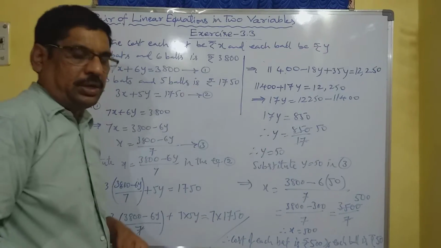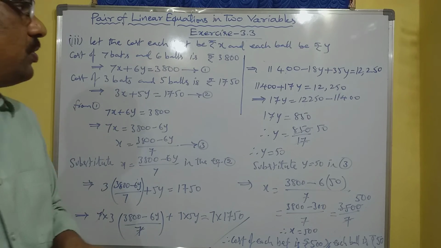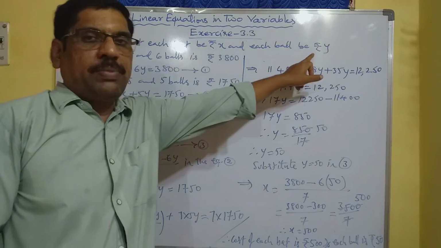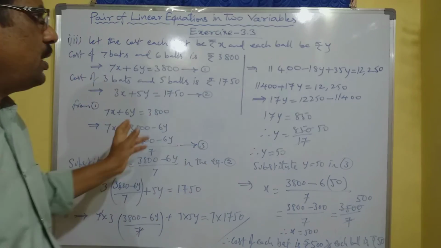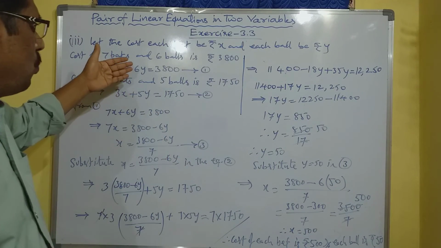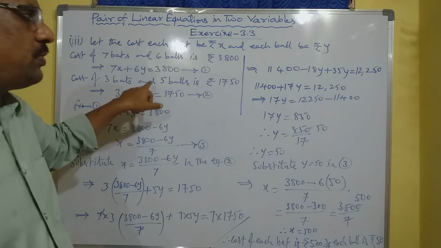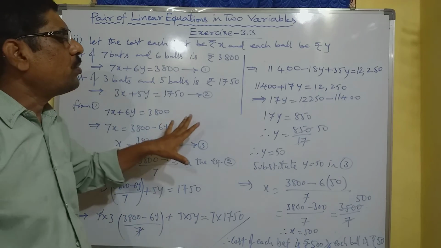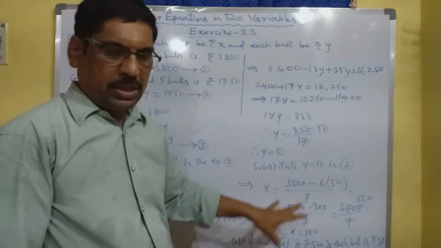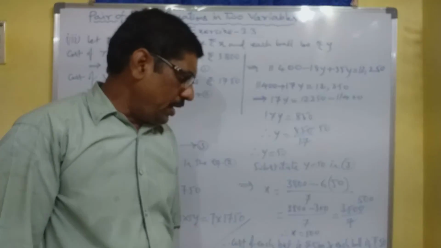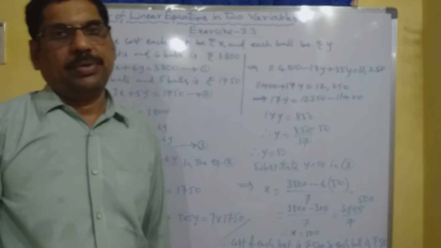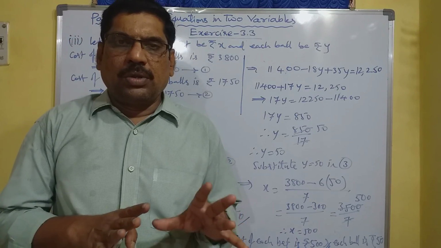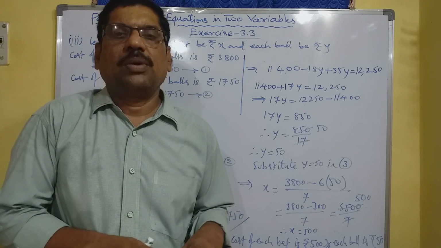Did you understand? Look at this. Here we have taken the cost of each bat as x rupees and each ball as y rupees. From the given data, we have formed two linear equations, that is a pair of linear equations. By solving those two equations using the substitution method, we get the x and y values, that is 500 and 50 rupees. So like this we can solve word problems by using the substitution method.